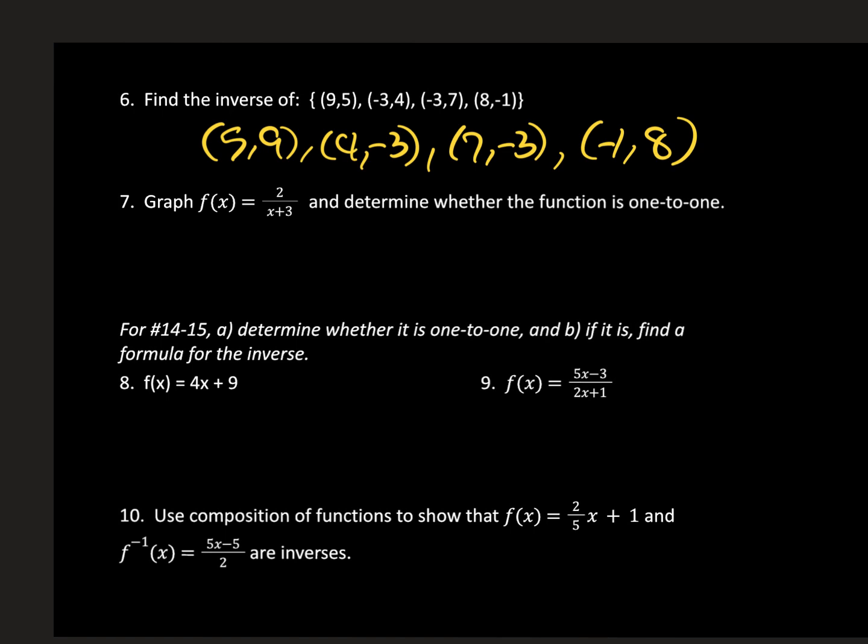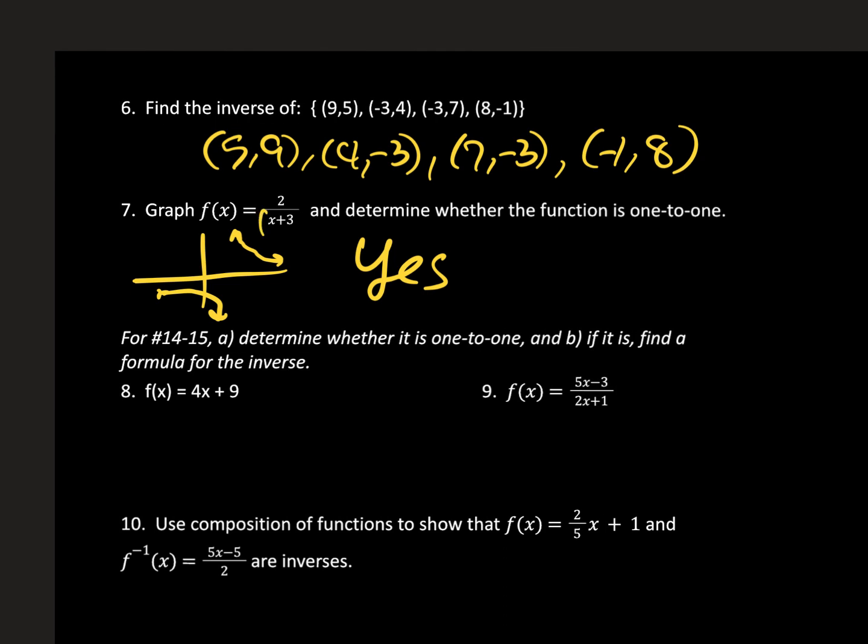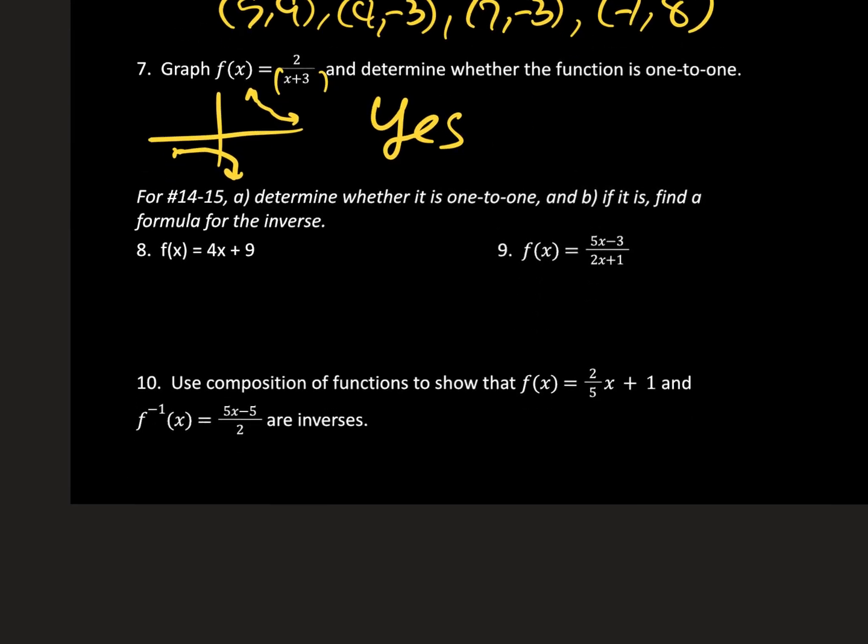Graph that one, determine if it's 1 to 1. If you graph this one, it's going to look something like this and this. And it does pass the horizontal line test. Should put yes, it is 1 to 1. And you can graph that on your calculator, but when you do, make sure that you put your denominator in parentheses, much like we did last week.